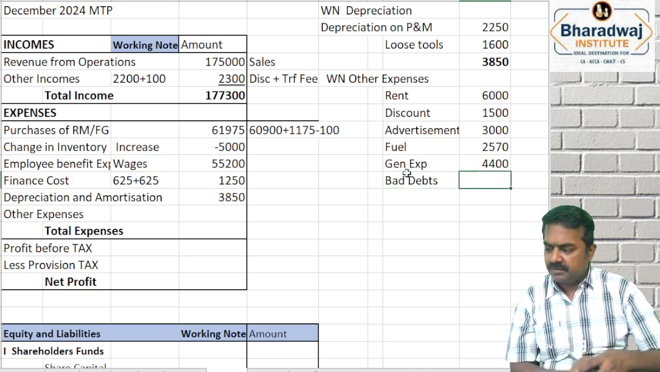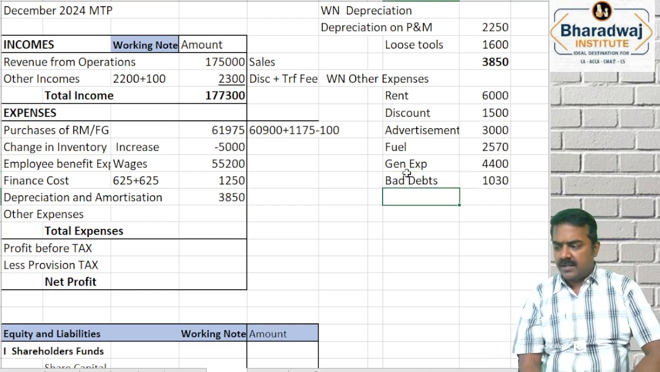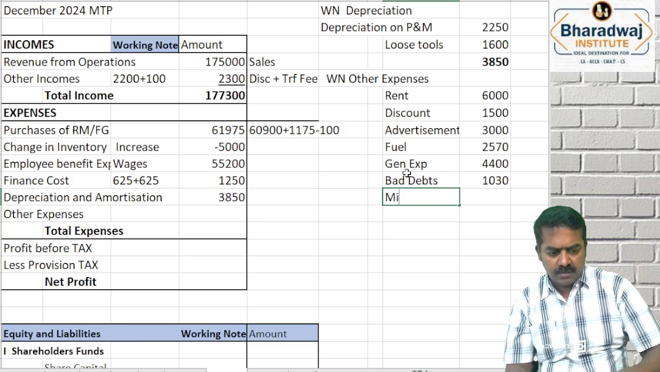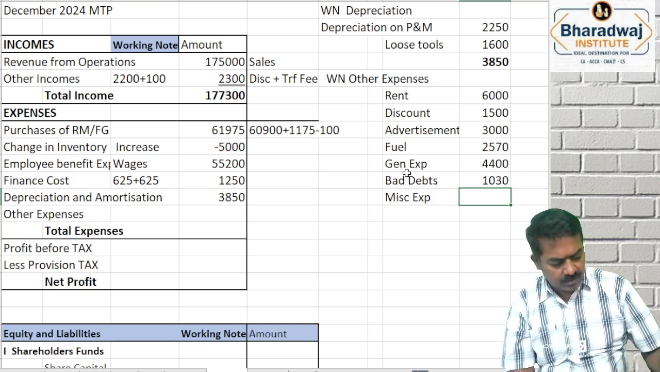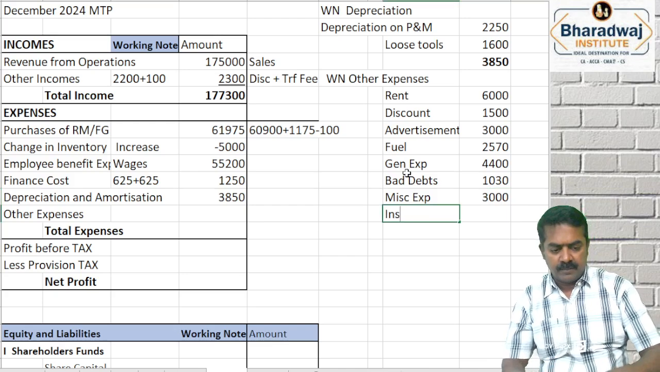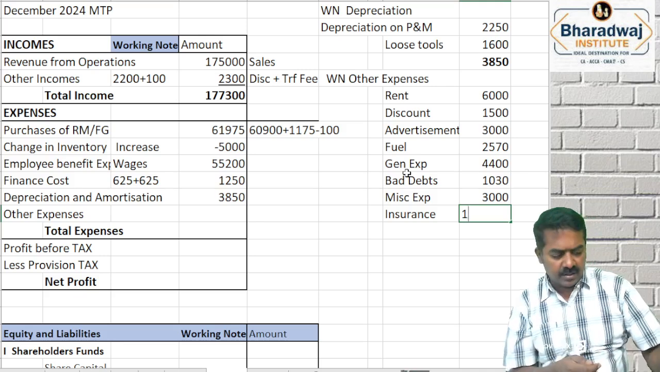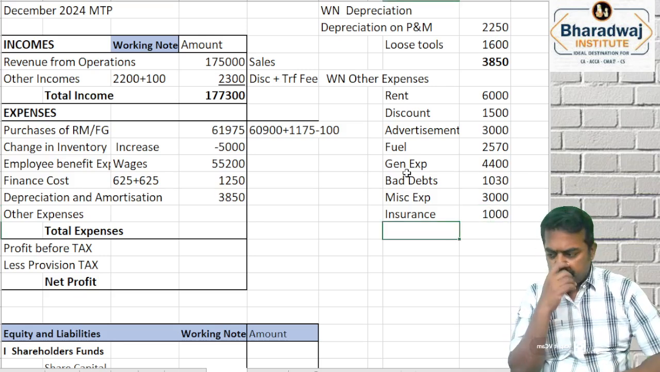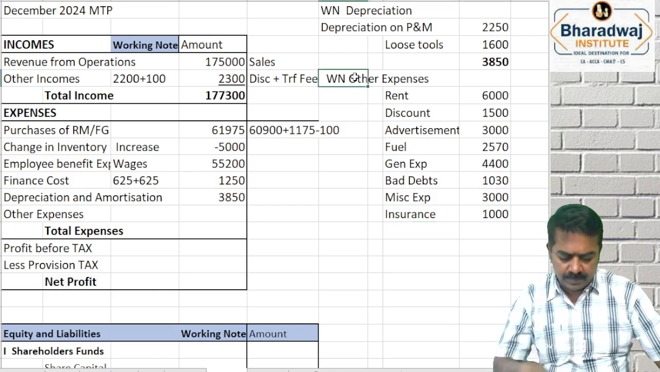Bad debts. How much? 1030 is there in the trial balance for bad debts. Miscellaneous expenses. How much miscellaneous expense have we given? 3000, see the trial balance. Insurance. No prepaid insurance, nothing. 1000. Then what else will come?